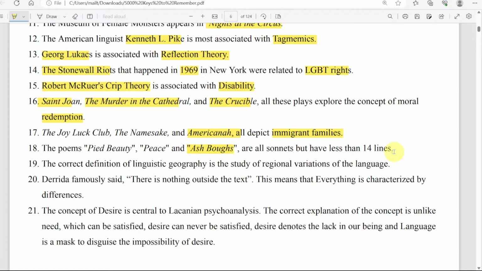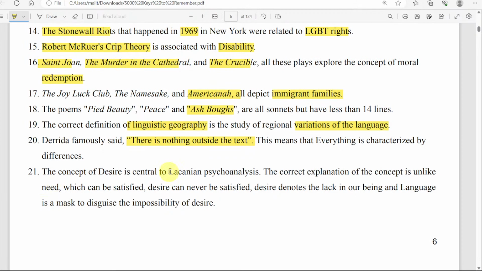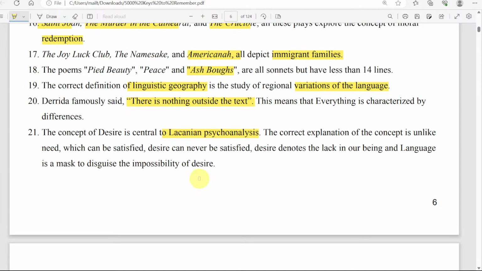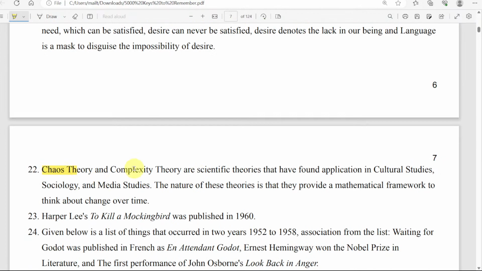And the correct definition of linguistic geography is the study of regional variation of language. Derrida famously said there is nothing outside the text. This means that everything is characterized by differences, right? And the concept of desire is central to Lacanian psychoanalysis. The correct explanation of the concept is that, unlike need, which can be satisfied, desire cannot be satisfied. Desire denotes the lack in our being, and language is a mask to disguise the impossibility of desire. So these are all concepts in psychoanalysis. And chaos theory and complexity theory, where do we find these? These are found in applications in cultural studies, sociology and media studies.